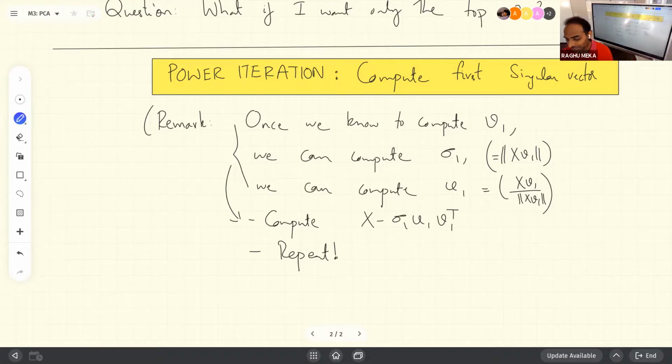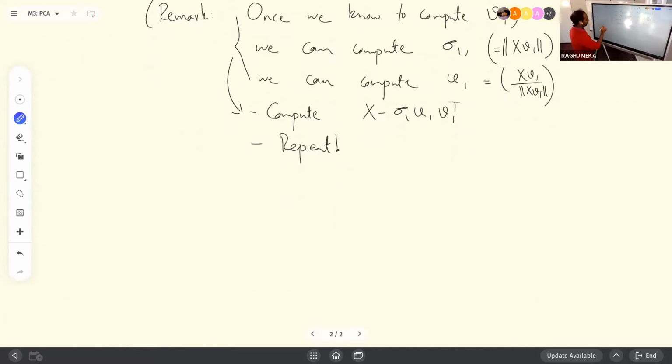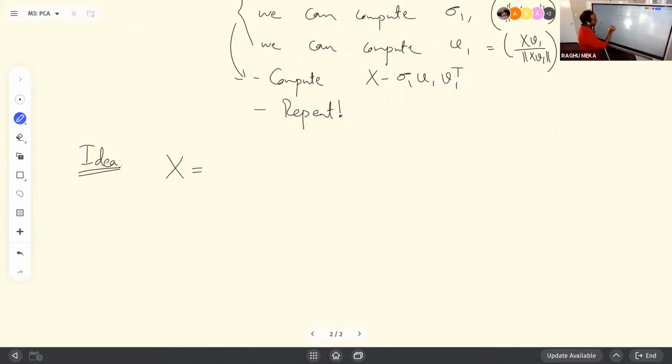But how do I compute this first singular vector? So today I'll just sketch the intuition behind the algorithm, and hopefully you can prompt me towards the actual algorithm. It's fairly intuitive when you start with something which is non-trivial.